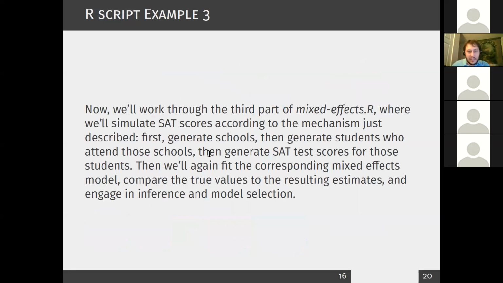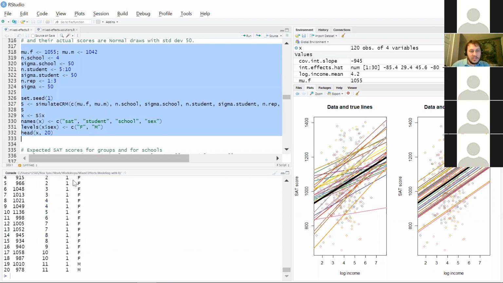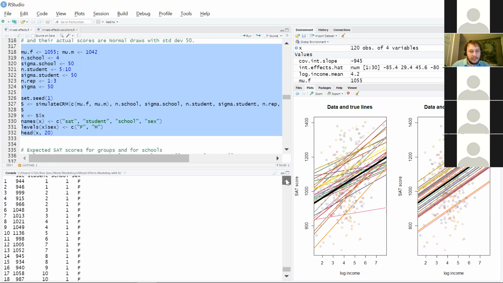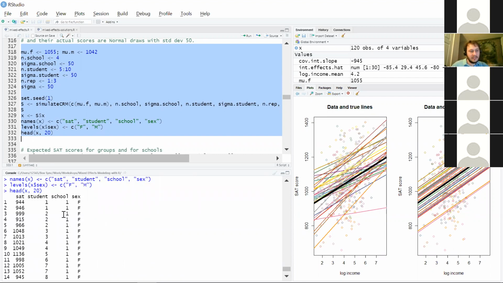And again, we don't really have time to focus on the code for running the simulation, but let's just read in the parameter values, do the simulation, pull out the code. And here it is. Here's the first 20 SAT scores. Student 1 took it twice, went to school 1, is a female, took the SAT twice. I got a 944, then a 946. That's a little bit of improvement.